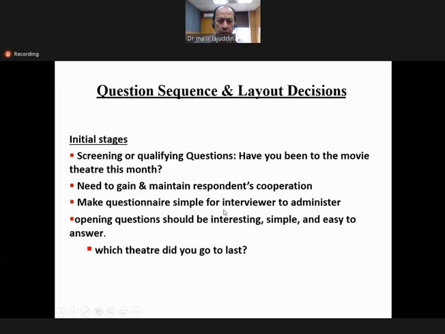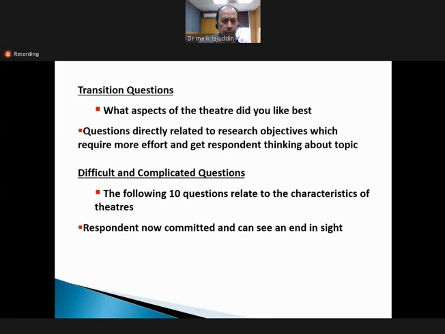Make the questionnaire simple for the interviewer to administer. Opening questions should be interesting, simple, and easy to answer. Which theater did you go to last time? These are simple questions. Then there are transition questions, that the next 10 questions will ask about attitude. This is the statement and then questions of attitude.